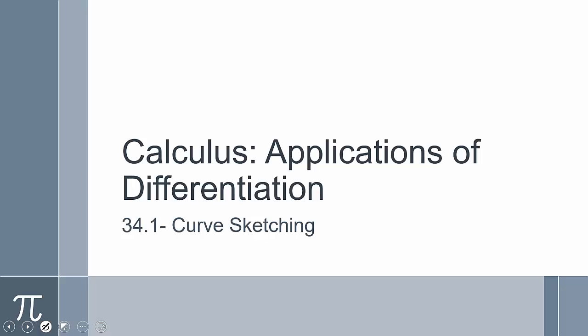This is going to be 34-1. We're going to take a look at curve sketching. Now with curve sketching, we're basically going to be taking every single thing we've learned about the derivative in terms of how it looks like on a graph, and we're putting all the pieces together.